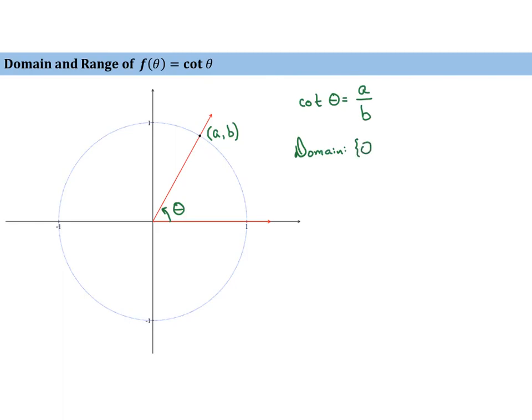Therefore, for the domain, the admissible values, the allowable values of theta are all theta, where theta is a real number, and theta does not equal 0 plus pi k, so pi k, where k is an integer. Now, just like the tangent function, cotangent of theta has a range of all real numbers.